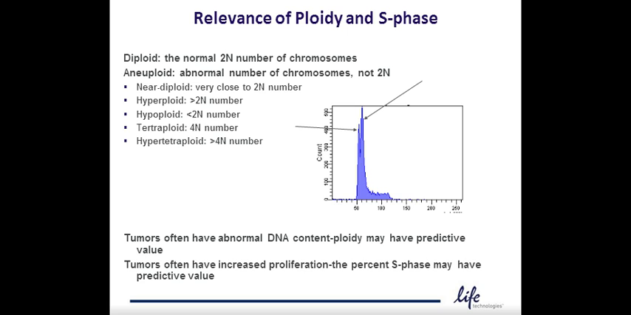Tumors often have an abnormal DNA content. In this case, ploidy may have a prognostic value. Tumors often also have an increased proliferation, and here the percent S phase may have a prognostic value as well. In the plot here, I'm showing a sample that has a diploid and a near diploid population.